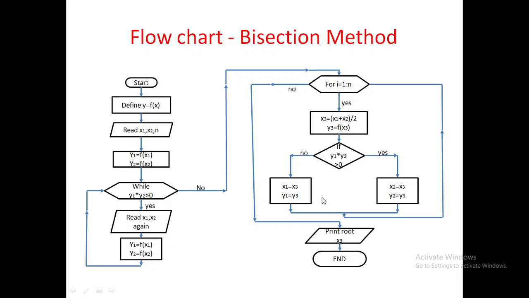The above process is repeated till mod of x2 minus x1 is less than accuracy. When this condition is satisfied, the final root is given by x3 is equal to x1 plus x2 divided by 2. Then after that, you should print the root of the equation x3 on the output screen.